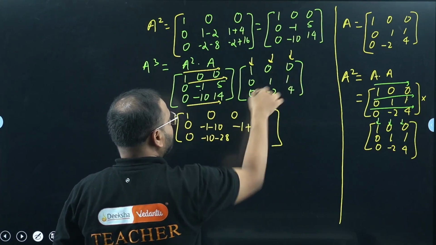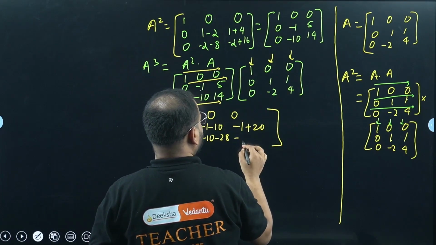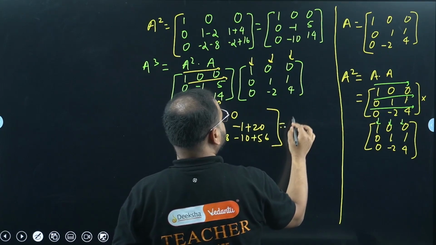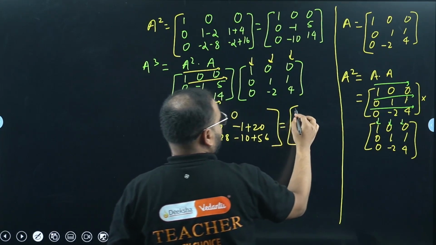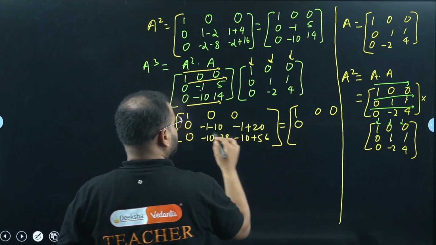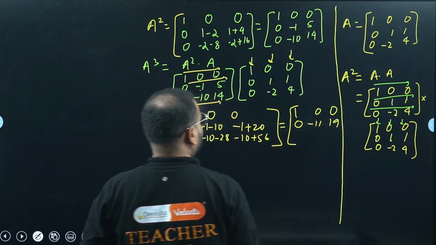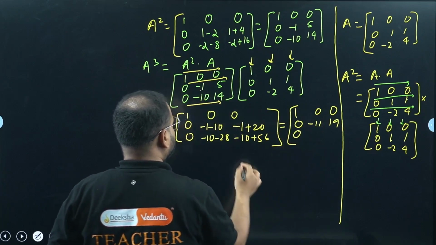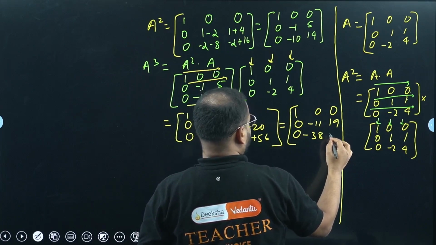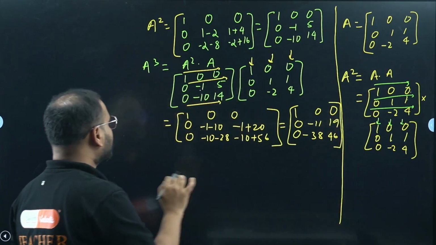Now the last one, third row, third column. 0 times 0 is 0. Minus 10 times 1, minus 10. And 14 times 4, 56. Simplify this, please. 1, 0, 0. Okay, 0 is this. This is minus 11. This is plus 19. Okay. This is 0. This is minus 38. And this is plus 46.